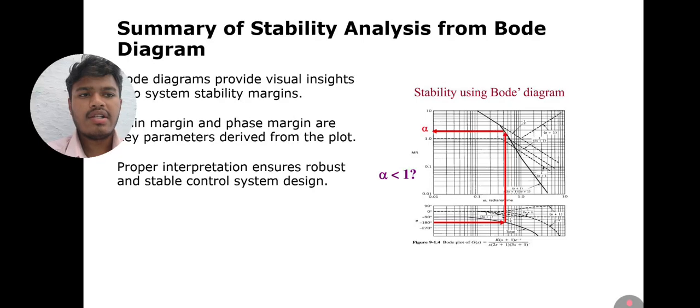Summary of stability analysis from Bode diagram. Bode diagrams provide visual insights into a system's stability margins. The gain margin and phase margin are key parameters derived from the plot. Proper interpretation ensures robust and stable control system design.